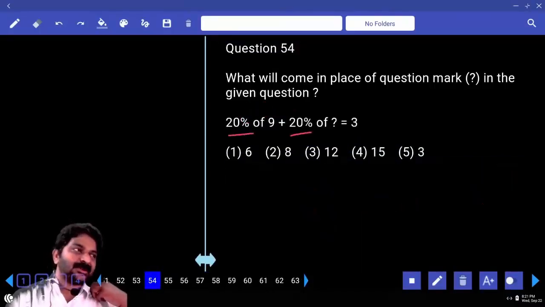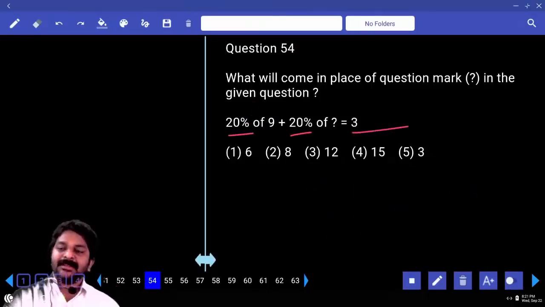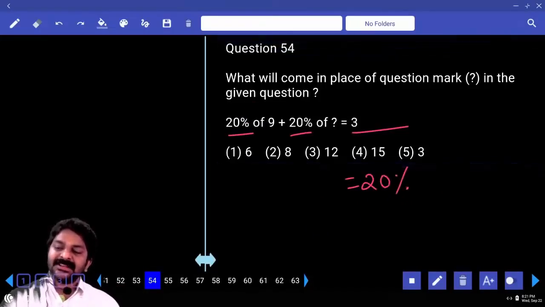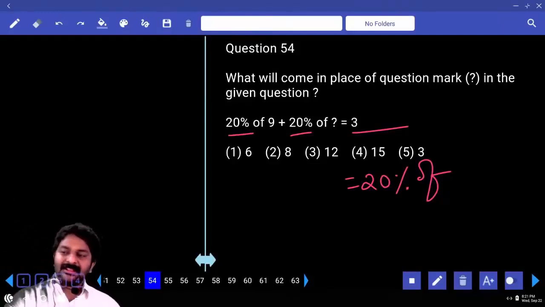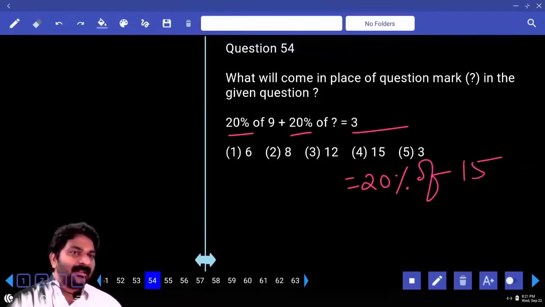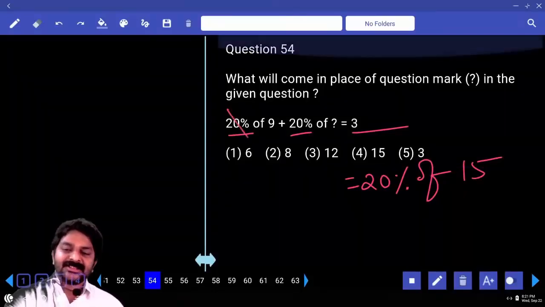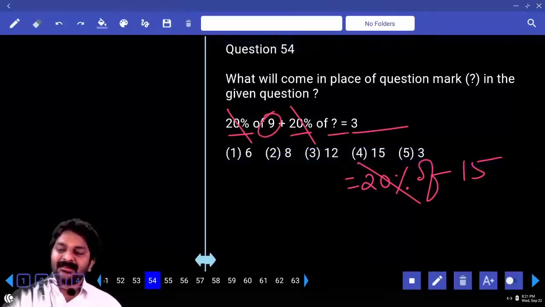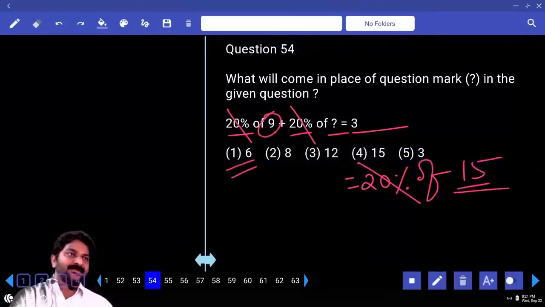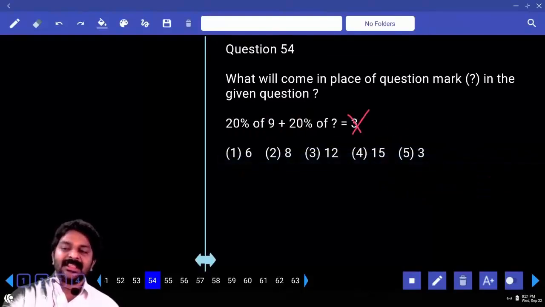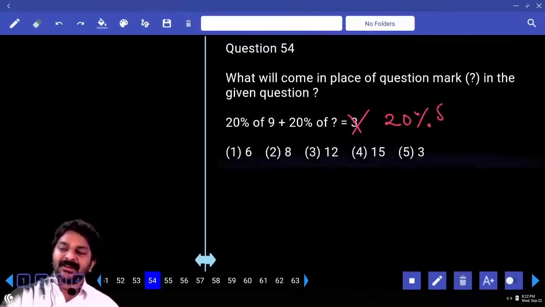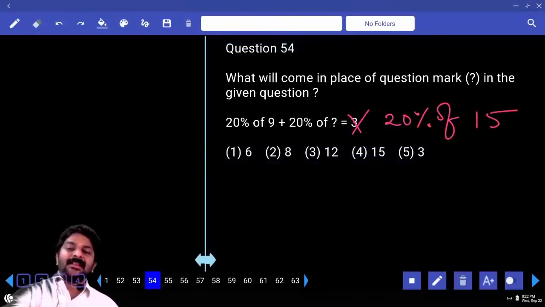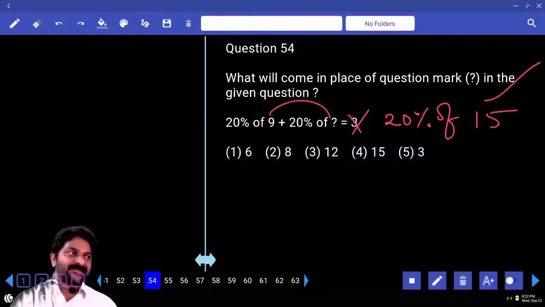20%, 20%. So let us identify the right hand side number as 20% of something. 3 can be written as 20% of which number? 20% of which number is equal to 3? 15 only. Come on. So 20%, 20%, 20% taken common. 9 plus x is equal to 15. Then x is equal to? First option. I just converted 3 as 20 percentage of 15. That's all. 9 plus x is equal to 15, x is equal to 6. First option.